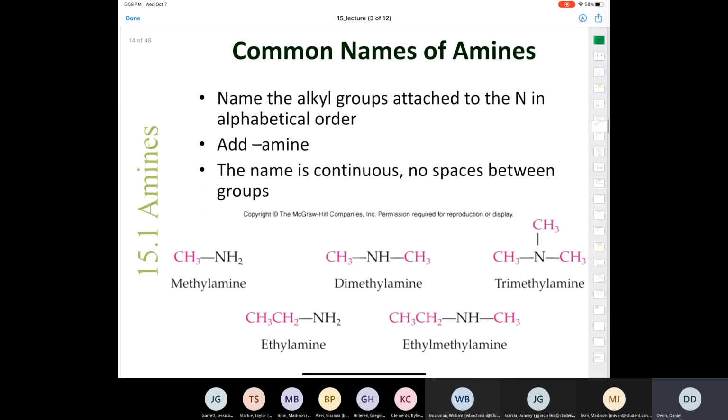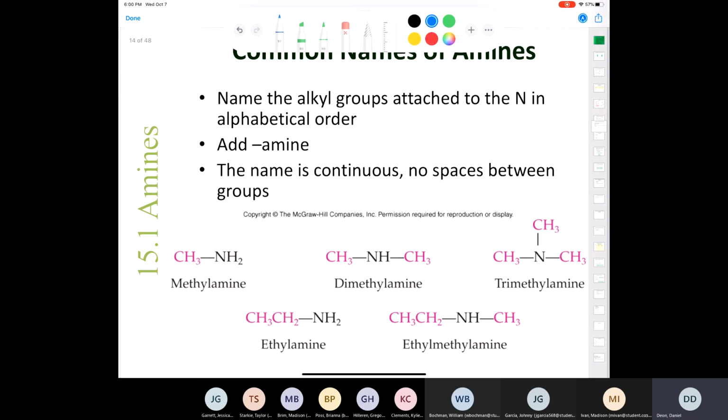Okay, now that we've covered IUPAC names, let us take a look at common names just for a second here. It says here that for common names, we're going to name the alkyl groups attached to the nitrogen in alphabetical order. Then we're going to throw the word amine on the end. You can already see how it's a lot simpler. The name is continuous, we have no spaces. Look at these examples.